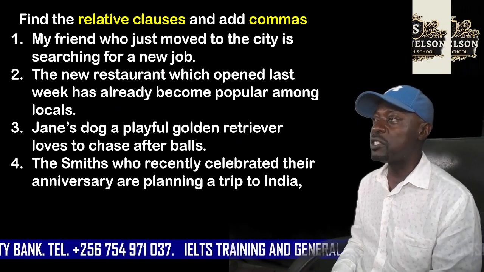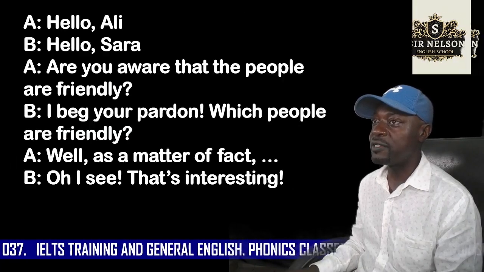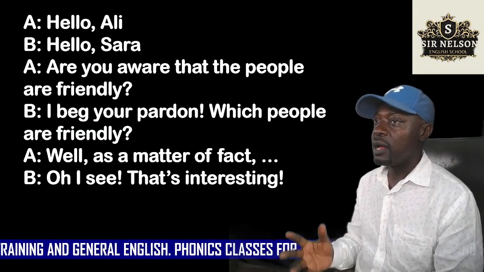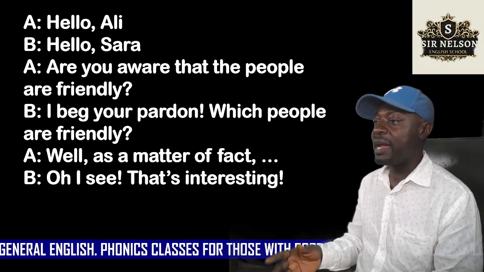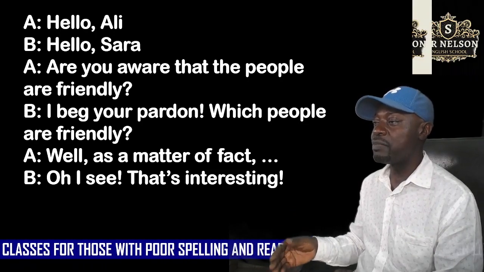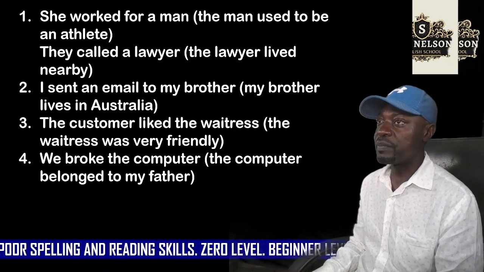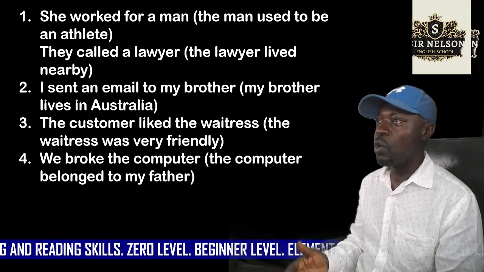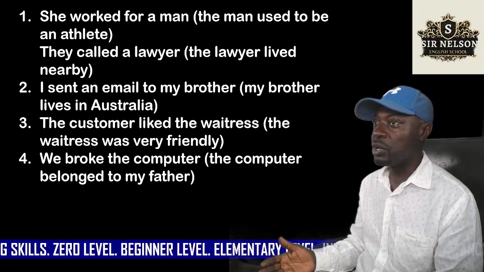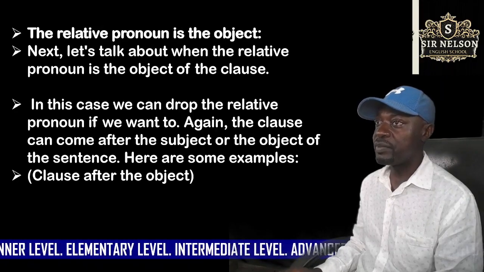Find the relative clauses and add commas. 1, 2, 3, 4. Do that exercise. Read this dialogue and add the appropriate relative clauses. As a matter of fact, use relative clauses. She worked for it. Do this exercise in your book. 1, 2, 3, 4, 5, 6, and 7.